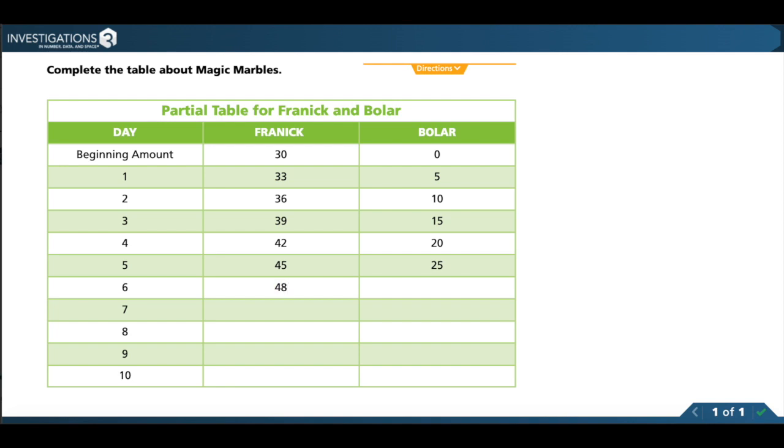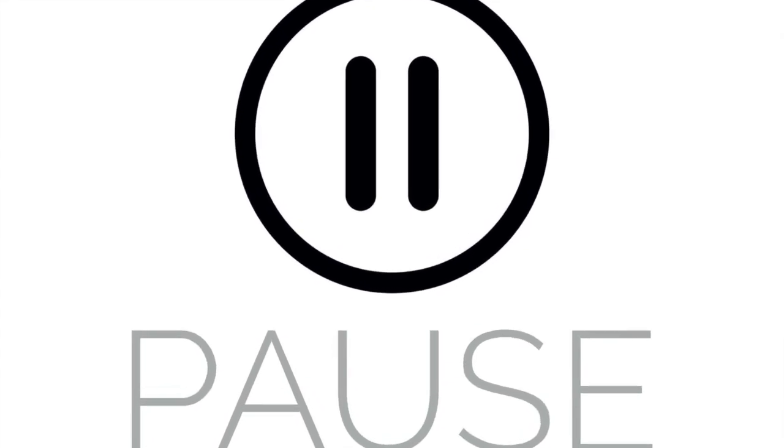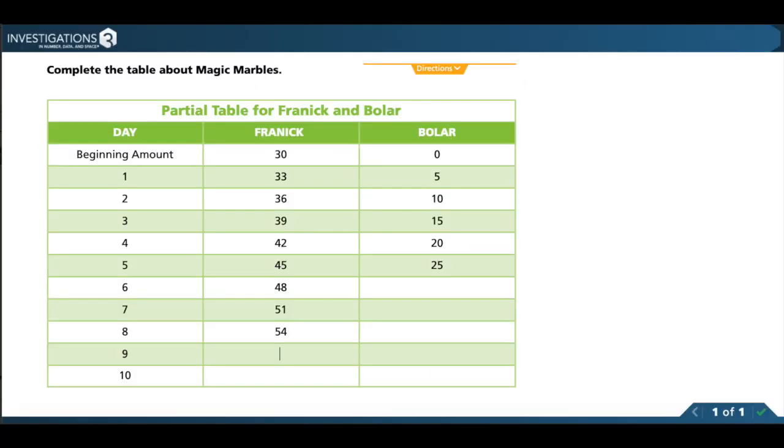Franek would have 48 marbles, and then on the 7th night would have 51 marbles, because I'm still just adding 3. On the 8th night would have 54 marbles. Pause me and think about, what would she get on the 9th and 10th night? Since all I'm doing is adding 3, Franek would then have 57 marbles on the 9th night and then 60 marbles on the 10th night.